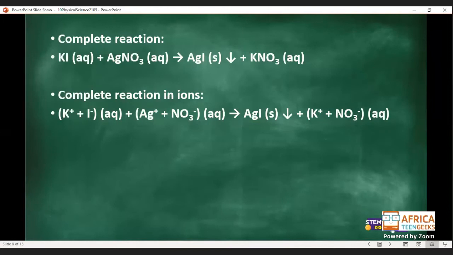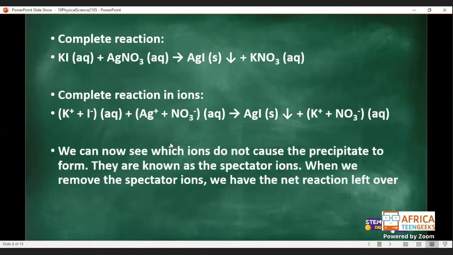Okay? And so they form bonds. Yes, Erin, the ions that do not form a precipitate are the spectator ions. So the ions that do not cause the precipitate to form, we can see them here at the end, and we can go and find them at the beginning. And they are known as spectator ions. So when we remove them, we have the net reaction left.